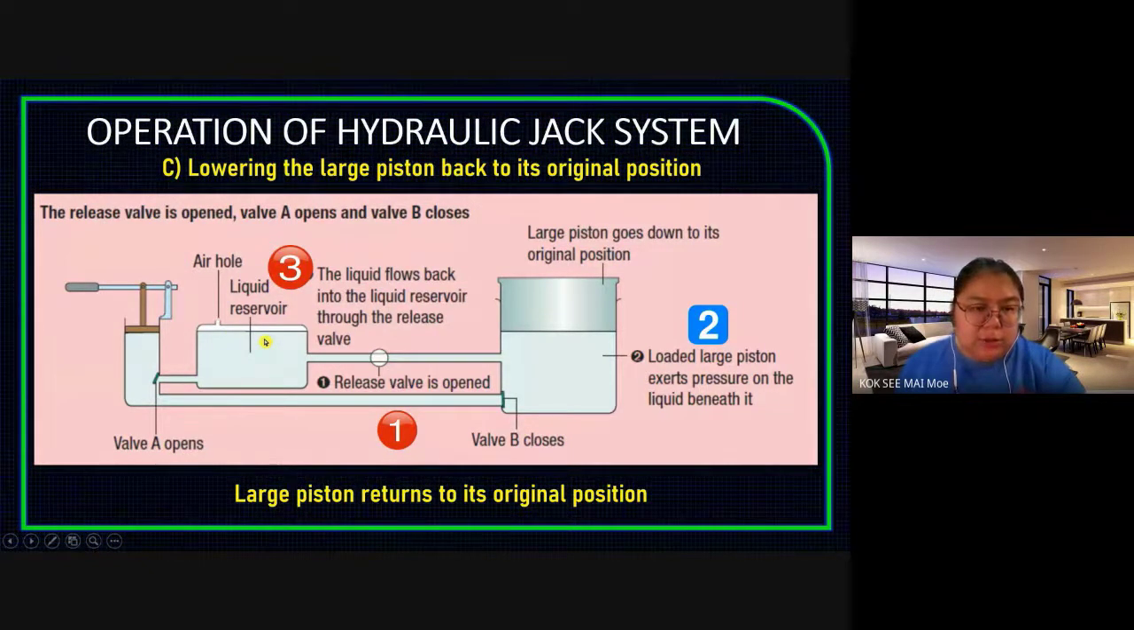So that means when it goes to the reservoir, then valve A is open, then never mind. This part also has liquid. It's okay. Important, I want the liquid in the larger piston to go out first, so the object can be dropped. So this is the process of how the hydraulic jack lifts up the object and drops the object.